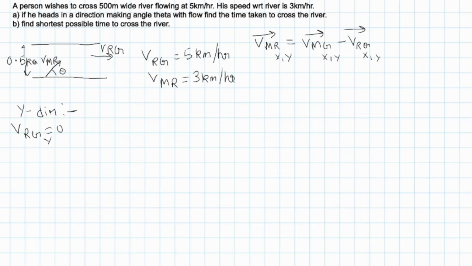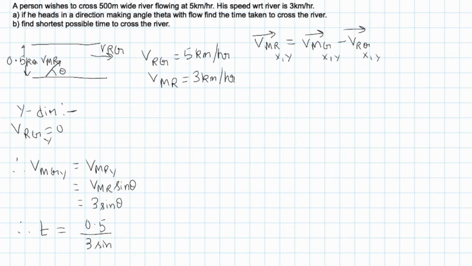Therefore, we can write VMGy is equal to VMRy. What is VMRy? It is VMR into sine theta, which is 3 into sine theta. Therefore, time taken to cross the river is the width of the river by VMGy, which is 3 into sine theta.